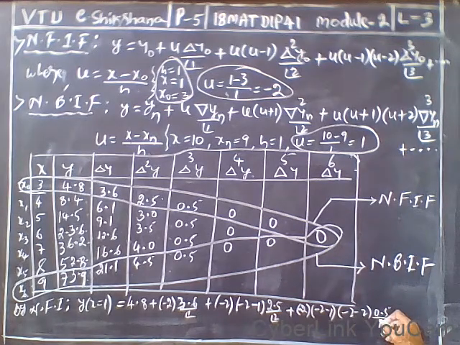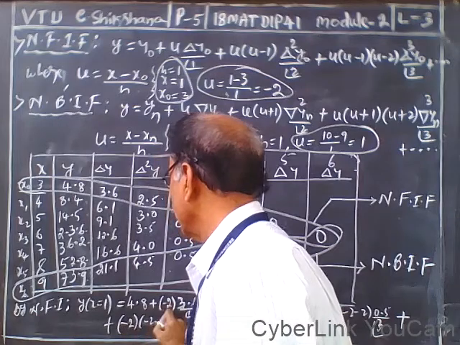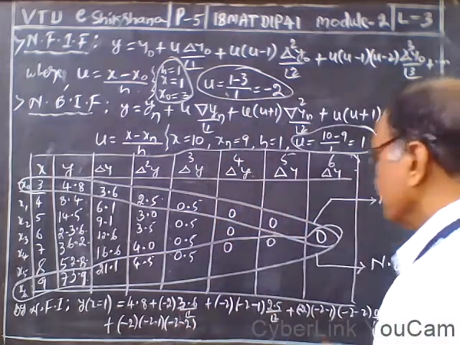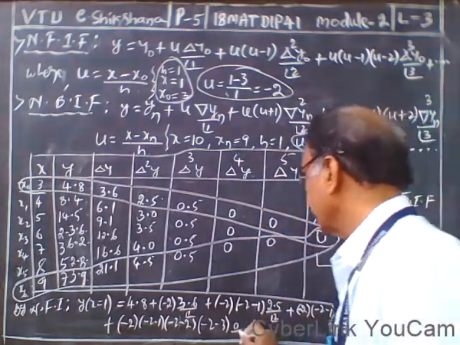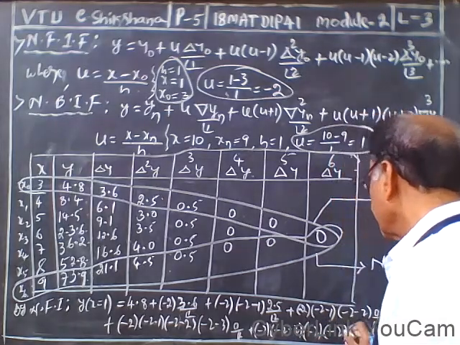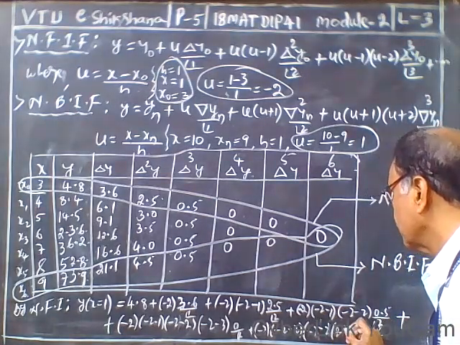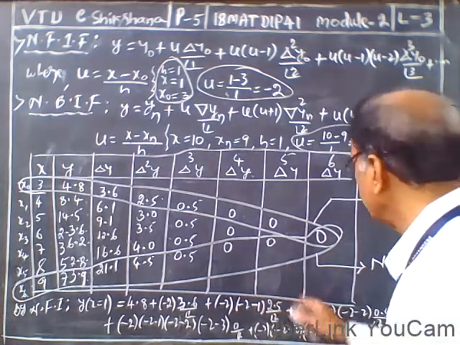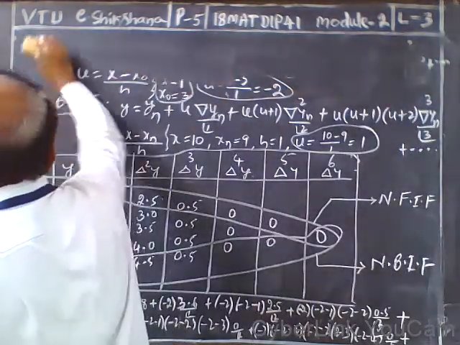0.5 by 3 factorial, plus minus 2 into minus 2 minus 1, into minus 2 minus 2, and that is minus 2 minus 3, multiplied by this 0, divided by 4 factorial, plus minus 2 into minus 2 minus 2... next bracket minus 2 minus 3, next bracket minus 2 minus 4, multiplied by 0, divided by 5 factorial, and plus one more term you have to write, that is the fifth order difference.